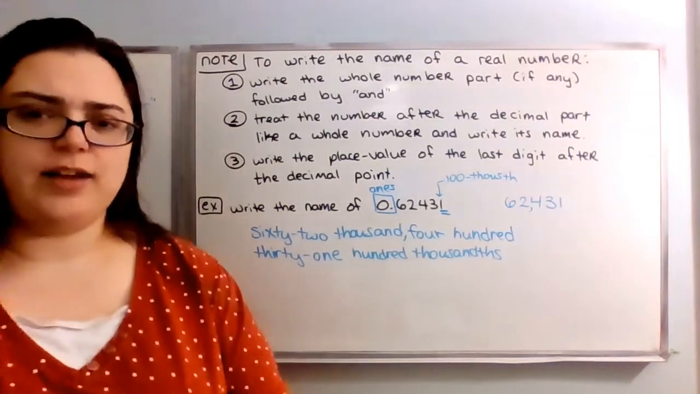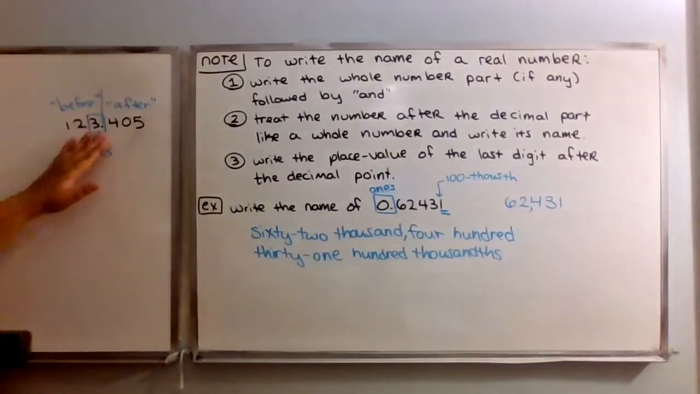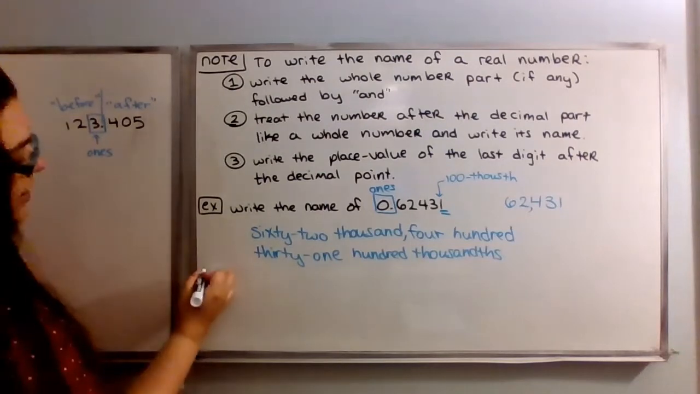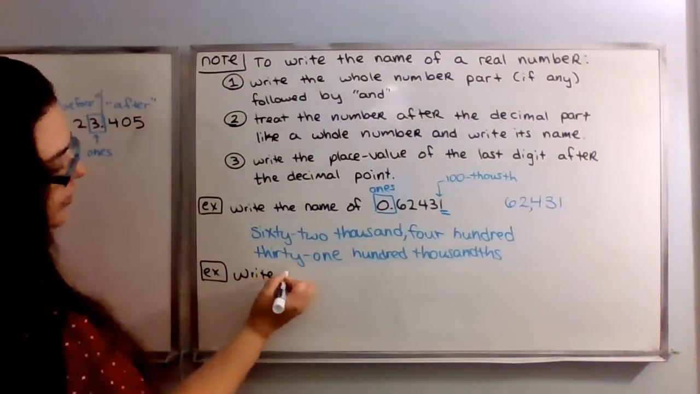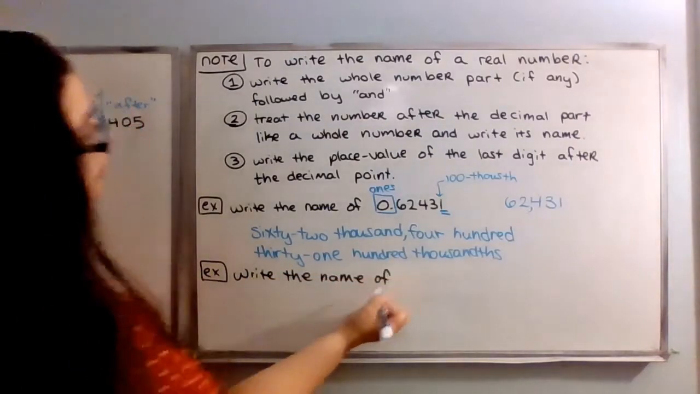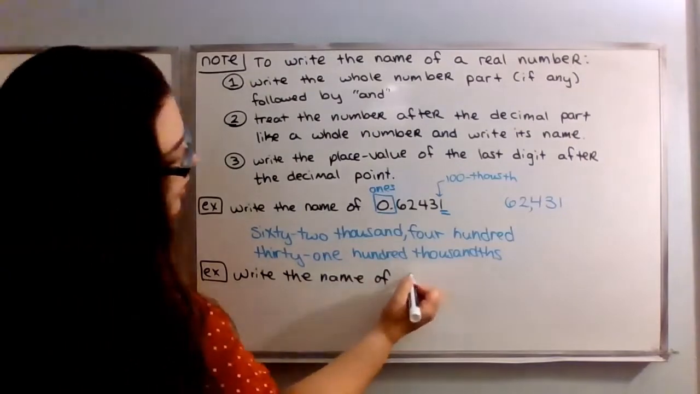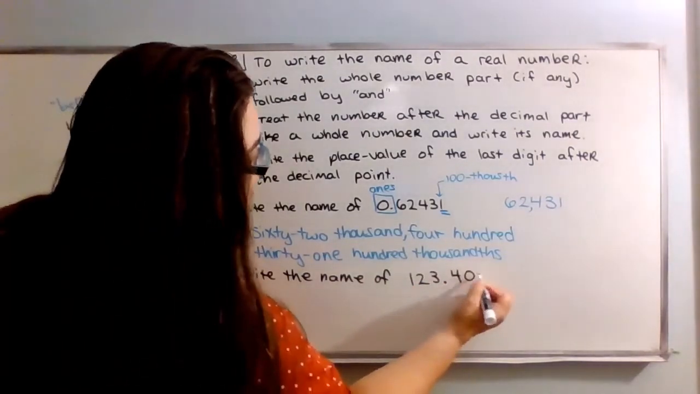Let's go ahead and write the name of this number here, since it has numbers both before and after the decimal point. I'm just going to squeeze that in over here. So let's write the name of 123.405.